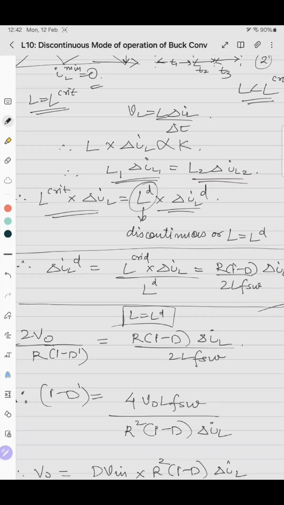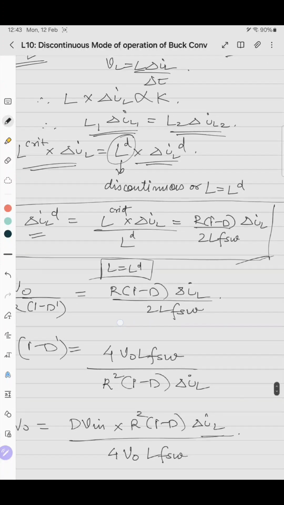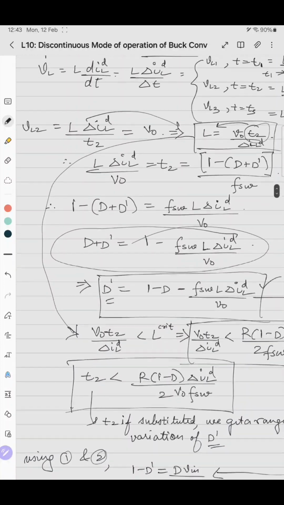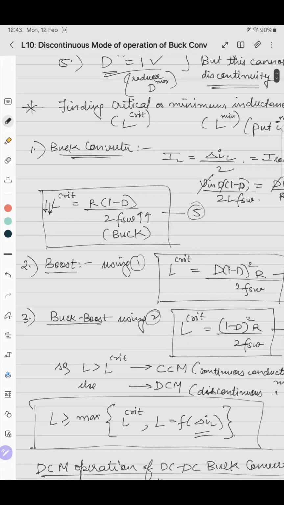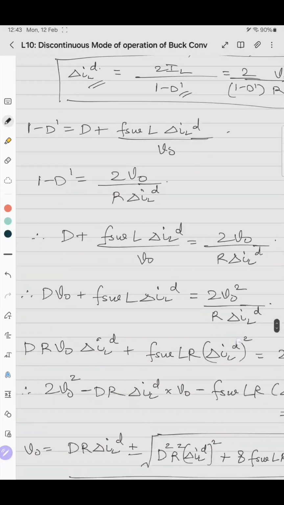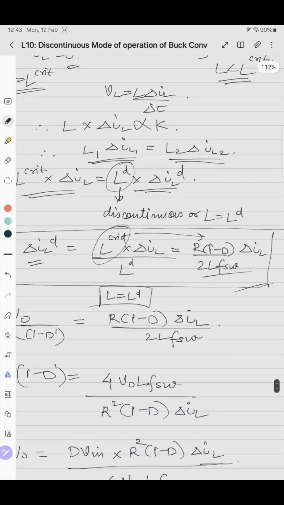L critical into delta IL equals LD into delta ILD. So we can write delta IL of D as L critical into delta IL by LD. Or if we replace L critical, we'll get R into 1 minus D by 2 L F switching. Let me check L critical for a buck converter. Yeah, R into 1 minus D by 2 F switching. So R into 1 minus D by 2 into F switching. This we substituted here into delta IL into LD.